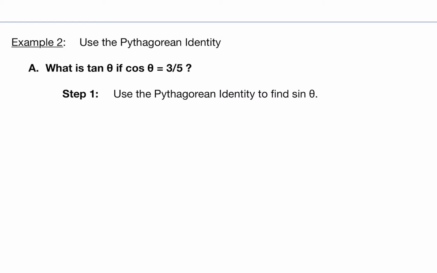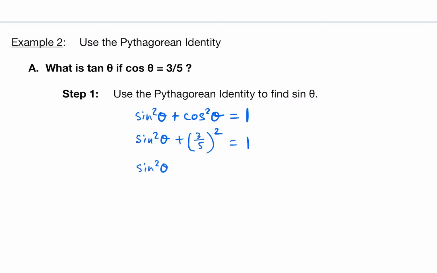So let's start with the Pythagorean identity, which is sine squared theta plus cosine squared theta is equal to 1. We're going to leave sine squared theta as is, but this time we know what cosine squared theta is because cosine of theta is 3/5, so this is going to be 3/5 squared, equal to 1. And further simplifying, 3/5 squared works out to 9/25, which is equal to 1.